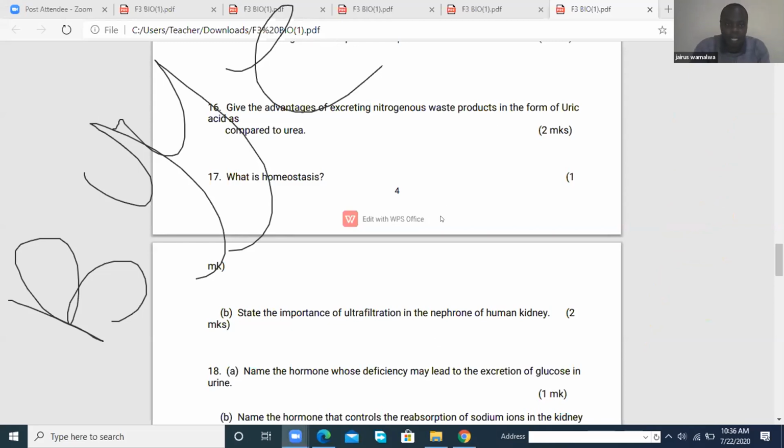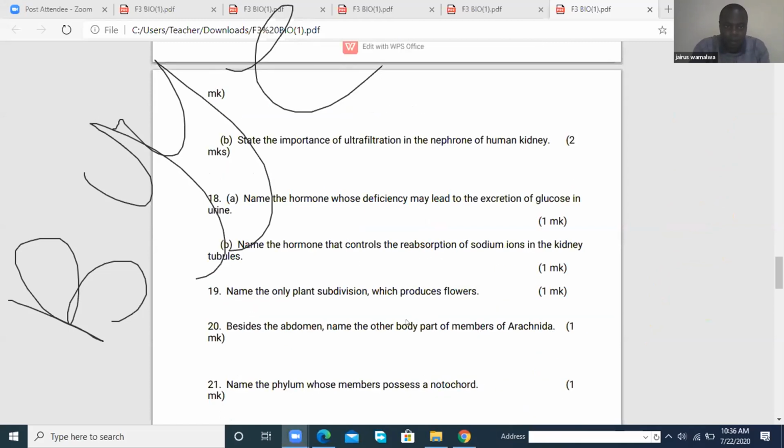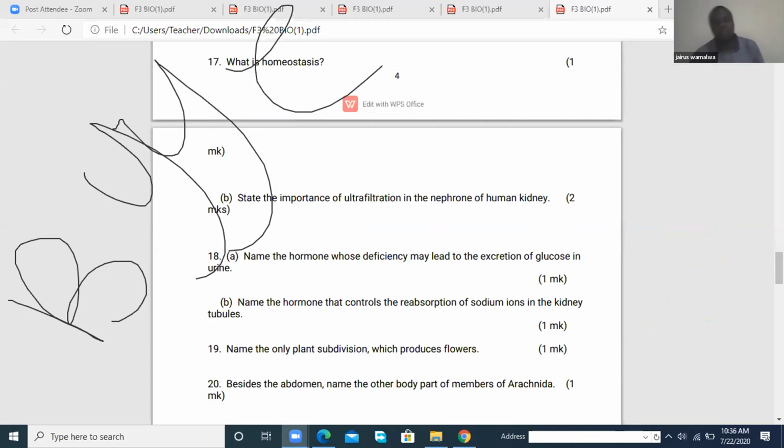Then finally, the last question as we stop. Name the hormone that controls reabsorption of sodium ions in the body. That one is aldosterone.